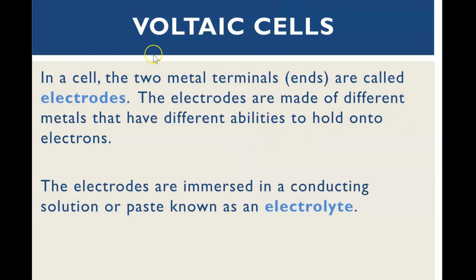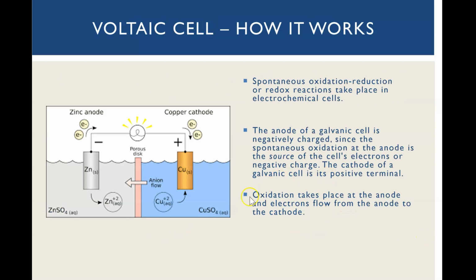So voltaic cells. In a voltaic cell, the two terminal ends are called electrodes again. The electrodes are made of different metals that have different abilities to hold on to electrons, and these electrodes are immersed in a conducting solution or a paste. There are wet cells and then there are dry cells. This conducting solution is known as an electrolyte. So this is an example of a voltaic cell or galvanic cell.